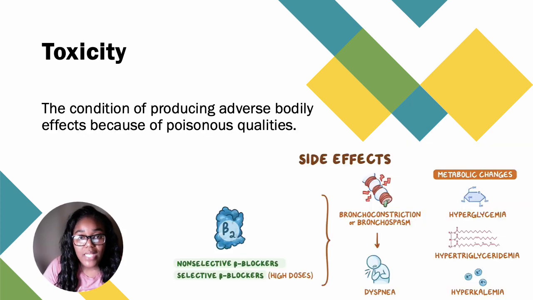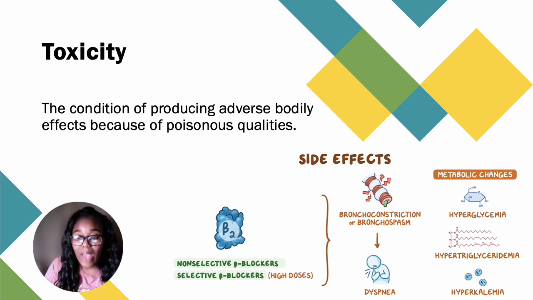So, when we talk about toxicity, this is again the condition of producing adverse effects because of the level of drug that is in the body. So, in the case of beta blockers, if we have too much of a beta blocker, particularly those that are non-selective or selective to the beta 2 receptors, at high doses, we may see side effects and adverse side effects such as bronchoconstriction or bronchospasm, which can lead to shortness of breath or dyspnea. After that, you may even see certain other metabolic changes such as hyperglycemia.